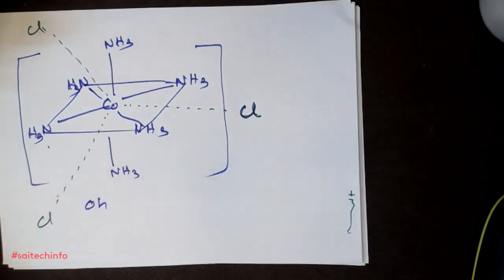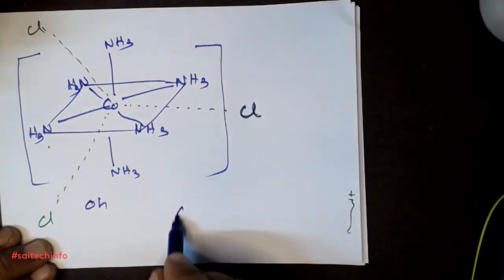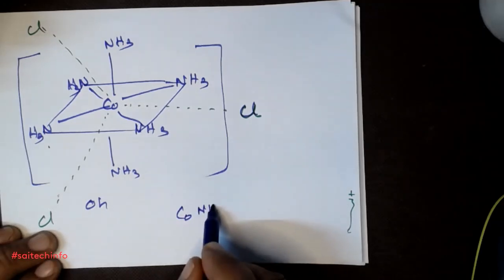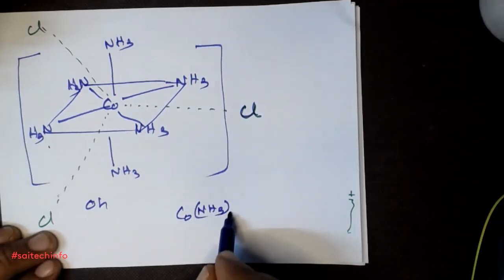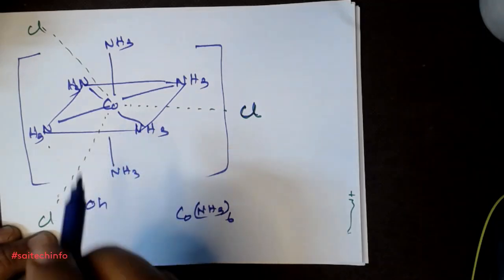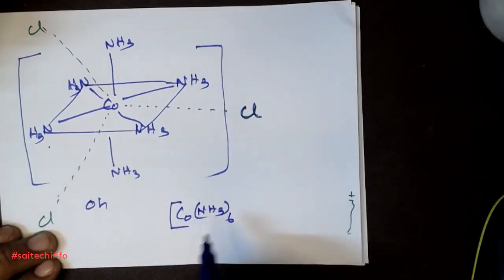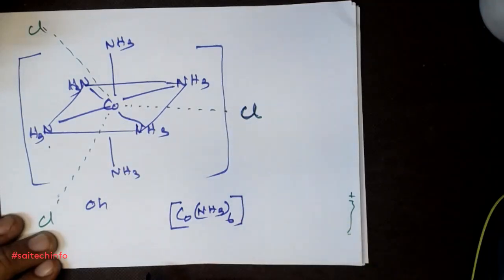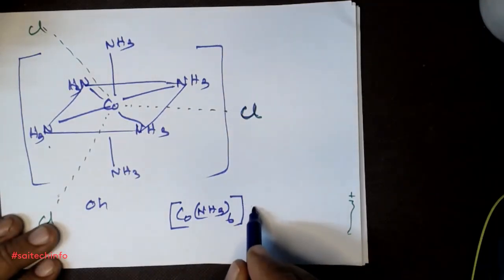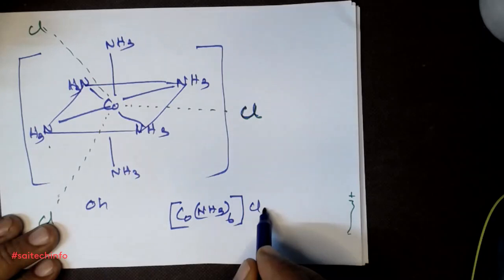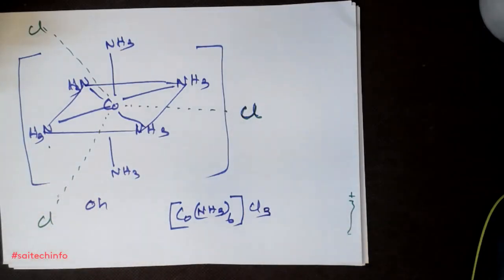And this is simply represented as Co, NH3 and 6 ligands. They are called ligands. So these 6 ligands are surrounding the central metal atom cobalt within the coordination sphere, and outside the coordination sphere you have Cl3. Are you able to follow? So this is the way we can represent the coordination compound.